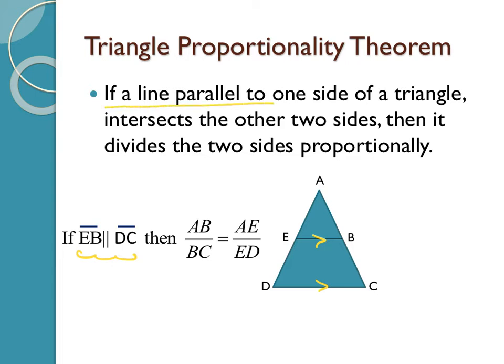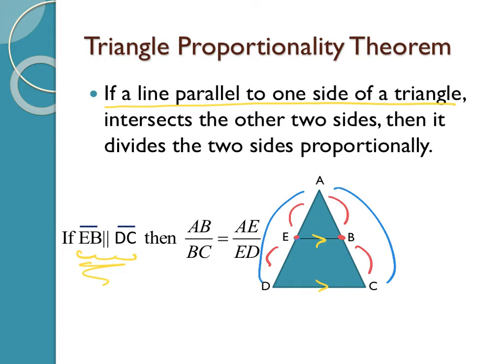If a line is parallel to one side of a triangle, which is here, and then it intersects the other two sides, so the other two sides they're referring to is over here, and it's intersecting the two sides, it's going to divide that side proportionally. So it'll make this little piece AB proportional to BC, and then the same thing over here.